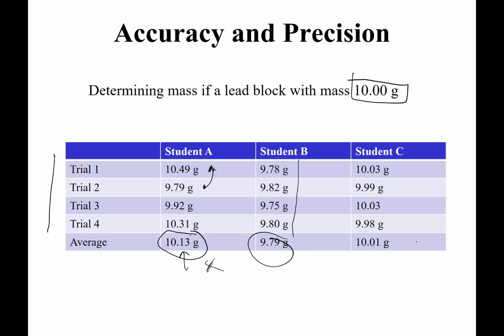And student C is very accurate, right? He's got almost a perfect average, and his range is just about 0.05, right? So that's a very narrow range, meaning it's very precise. So I think you get the point.